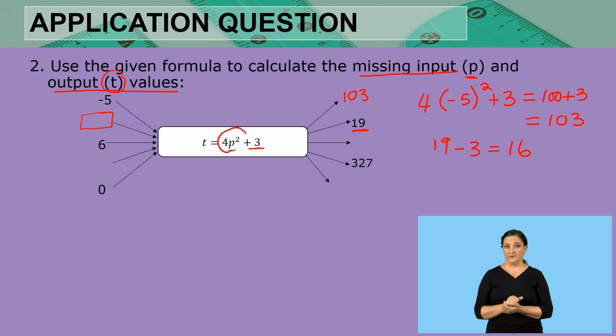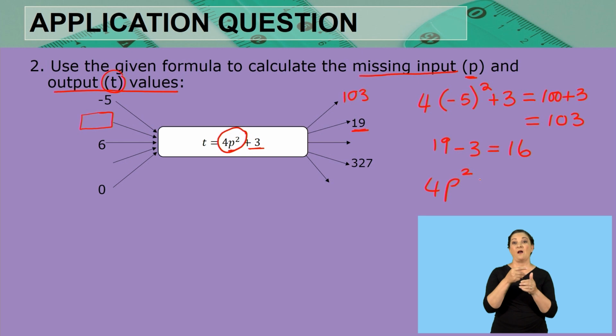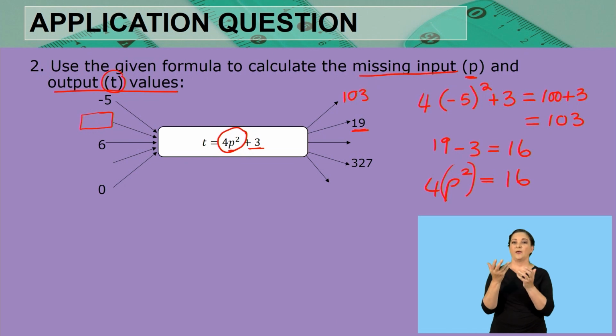So we now know that 4p squared is equal to 16. Now what does this mean? This means that 4 was multiplied to a number and the result was 16. So what number do we multiply by 4 and the answer is 16? Yes, we multiply by a 4. So it simply means that p squared is actually equal to 4. So p squared is equal to 4.